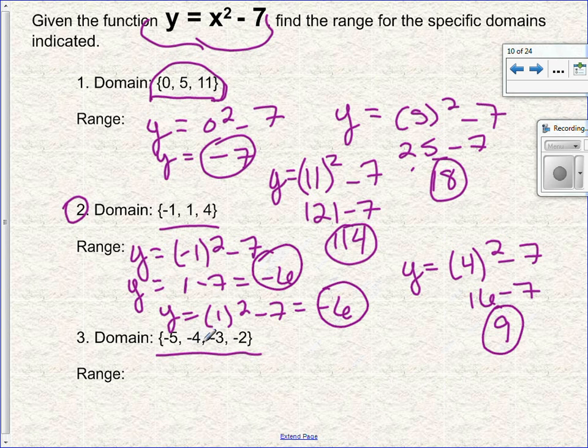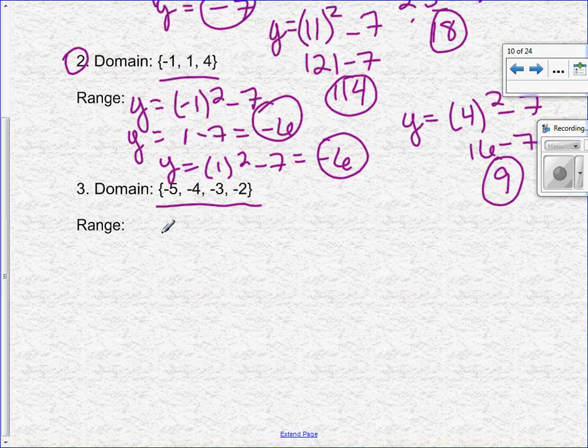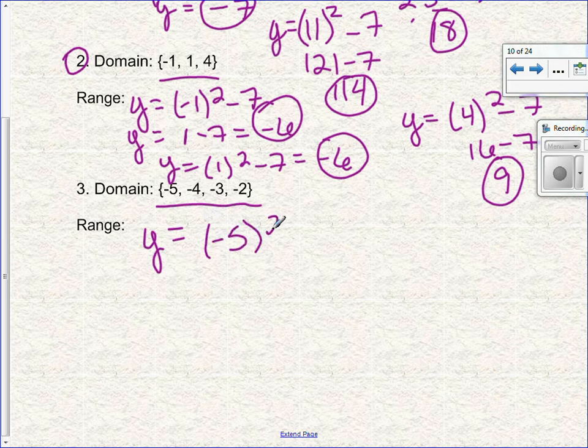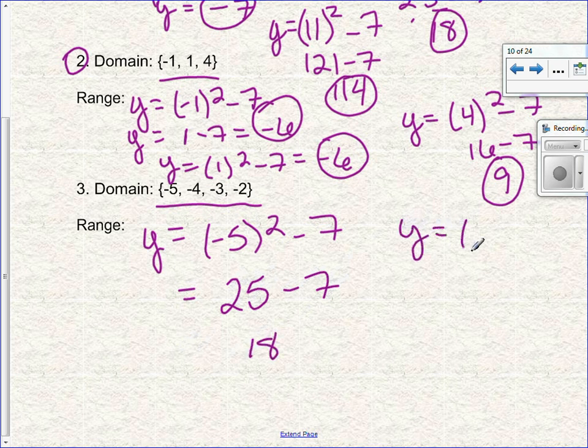Okay? Right, let's do this one. I'm going to do the first couple values, and that's it. I think we get the point. (-5) squared minus 7. -5 times -5 is positive 25. 25 minus 7 gives you 18. Let's plug in -4. We already did that over here. -4 times -4 is a positive 16. 16 minus 7 is 9. Okay?